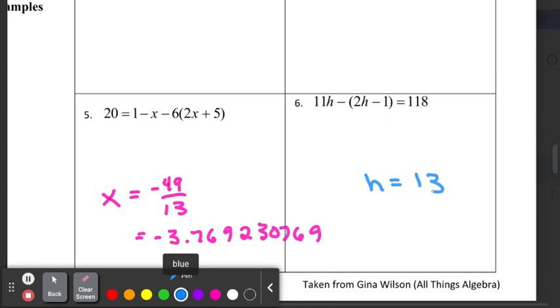Now, I'm going to stop the video here. The next section or the next page has one extra step. So I'll catch you back in a minute.